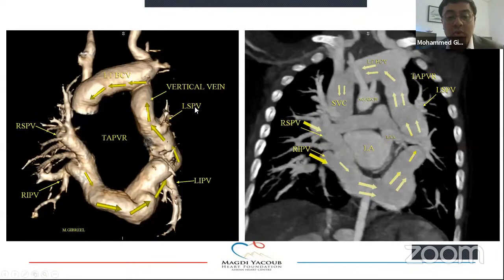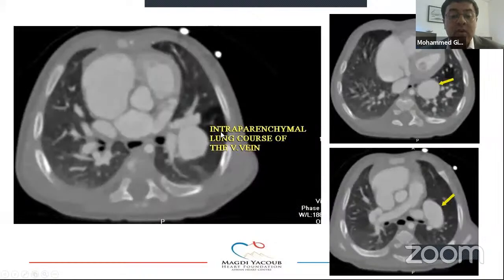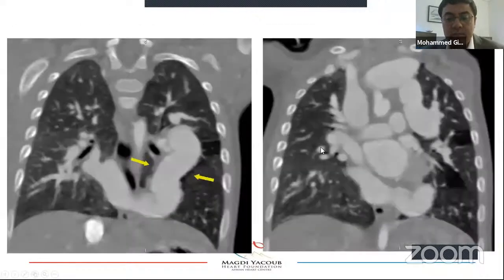But the unusual finding here, as you see in this slide, is the intraparenchymal course of this left vertical vein. As you see here, it traverses or runs into the lung parenchyma and is surrounded circumferentially by lung parenchyma, and is not easily accessible during surgery for ligation. Okay, as you see here, this is a coronal image with a lung window, displaying the lung tissue nearly surrounding the vertical vein. Okay.